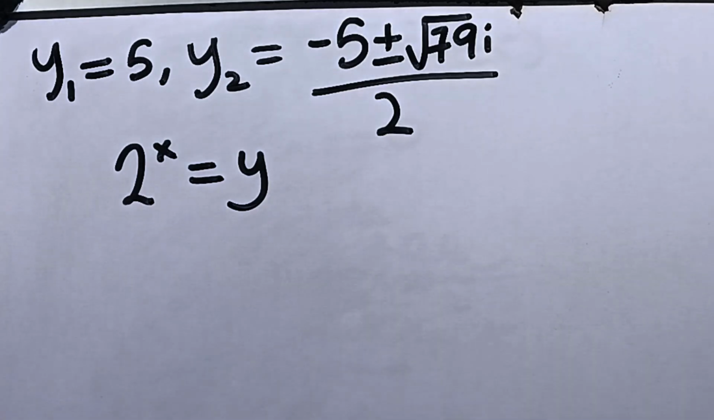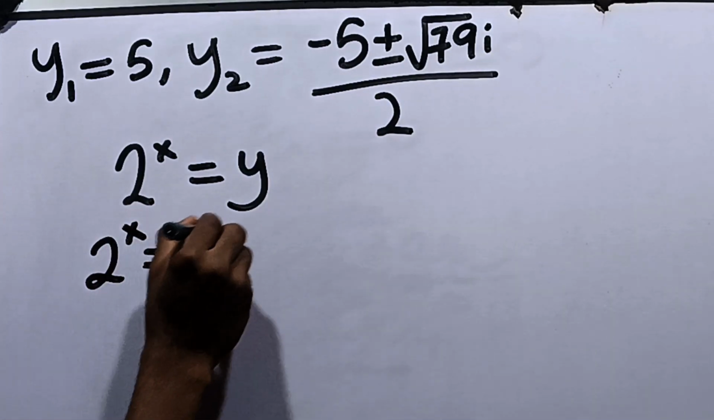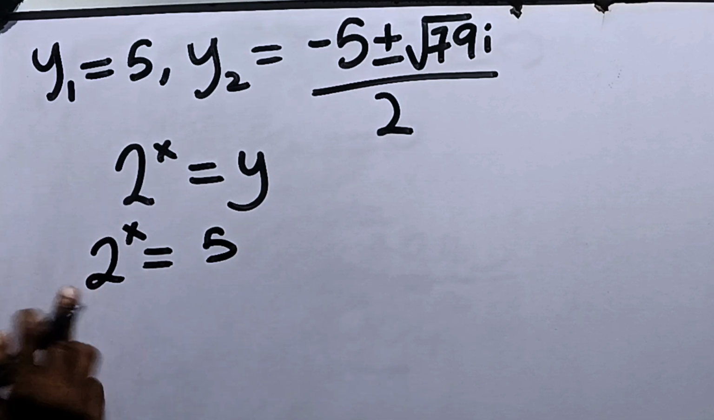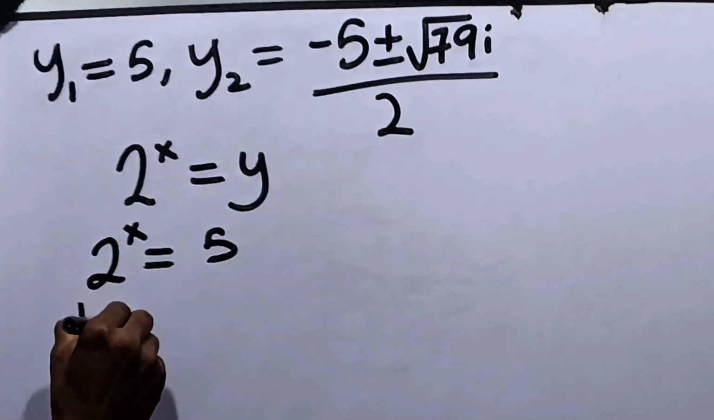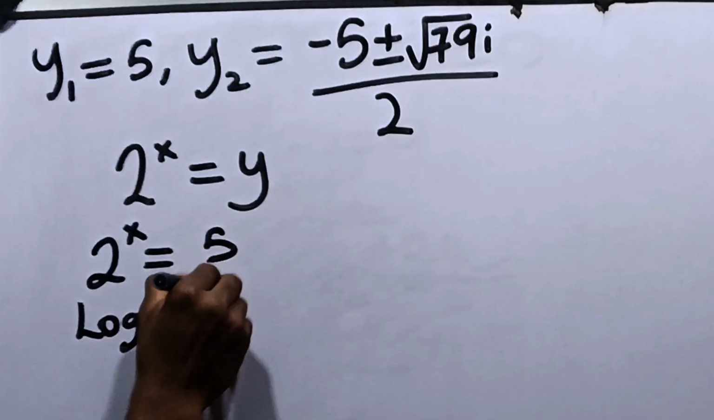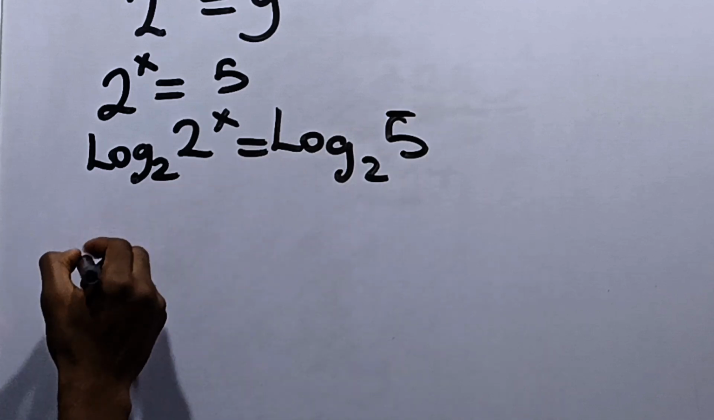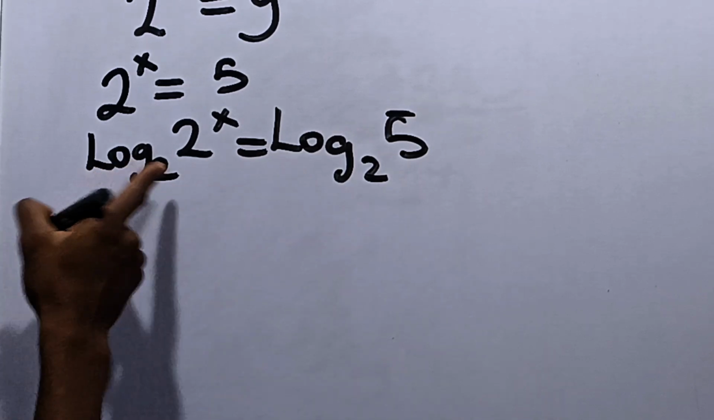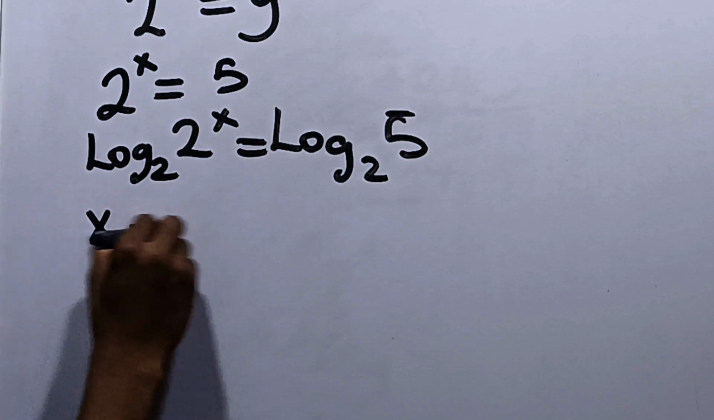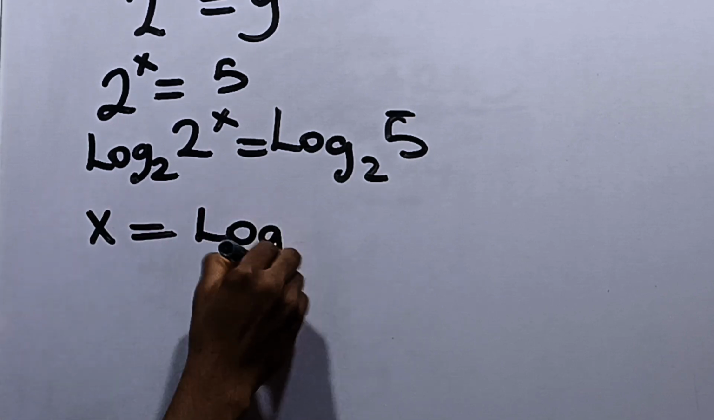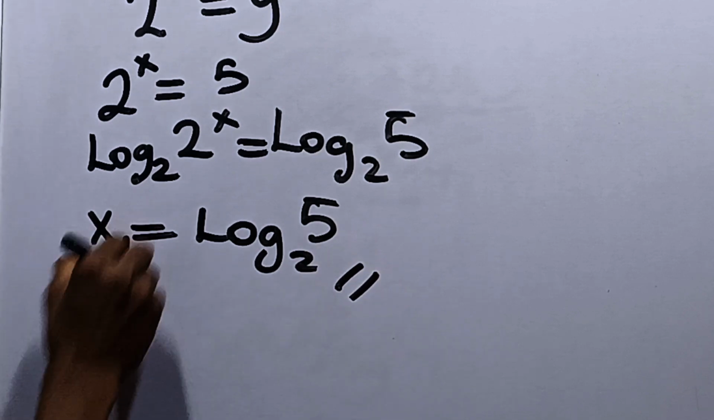So from here, for y1, we have that 2 raised to the power x is equal to 5. Okay, I'm taking the logarithm of both sides in base 2. We're going to take the logarithm in the base of the number carrying x. So the logarithm in base 2 of 2 raised to the power x is equal to the logarithm in base 2 of 5. Okay, from here, we now have that log of 2 base 2 is 1, okay? 1 times x, which is x, is equal to log of 5 to base 2, okay? So this is our first answer. You can also call this x1.